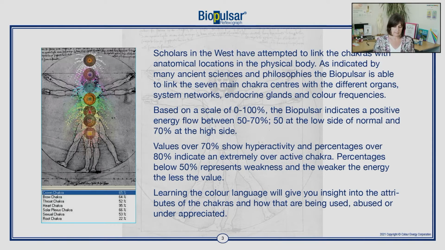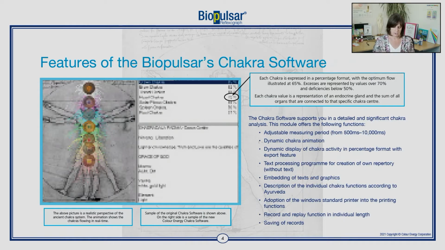Okay, the next slide. Now I just want to give you some information as to how I see it on the Biopulsar technology, because this is very important to understand the analysis. When we're looking at the chakra flow, seeing those percentages and how they work together gives us a lot of information. And the chakra program goes into some Ayurvedic information that you can pull from in the realm of educating clients. But for me, what I'm looking at is those percentage values.